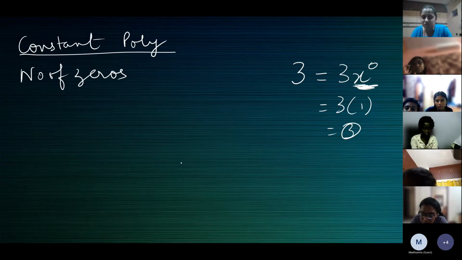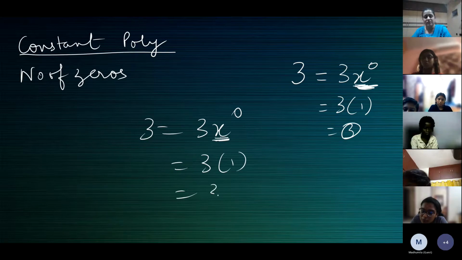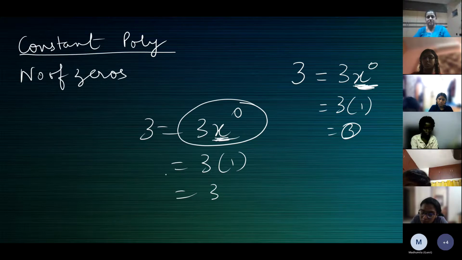It will not be 0. 3 will not become 0 for any value of x. Please watch that. Since x is raised to the power 0, and we know that any value raised to the power 0 is 1. Anything to the power 0 is 1. So 3 is 3, x to the power 0, and whatever value you give for x, x to the power 0 is 1. So it's always going to be 3 into 1, which is 3. So this one is not going to be 0 for any value of x.